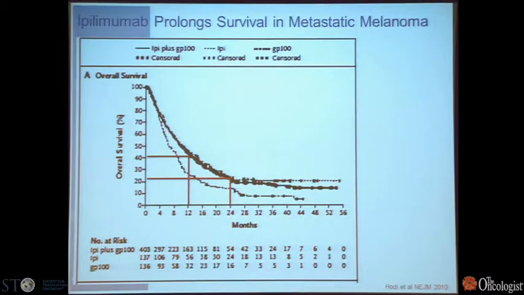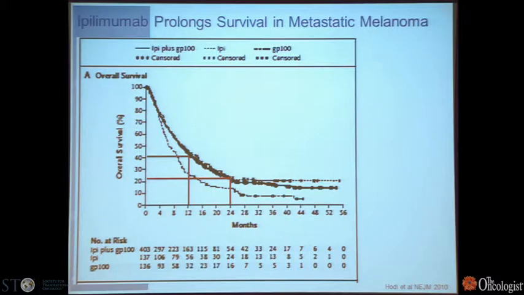This is the pivotal trial that led to the FDA approval of ipilimumab. Ipilimumab was given alone or in combination with the GP100 vaccine, and whoever got ipilimumab lived longer compared to those who received only the GP100 vaccine. As you can see, the effect is applicable to only a very small group of patients, 20% of them, and it takes time to really see the differences.